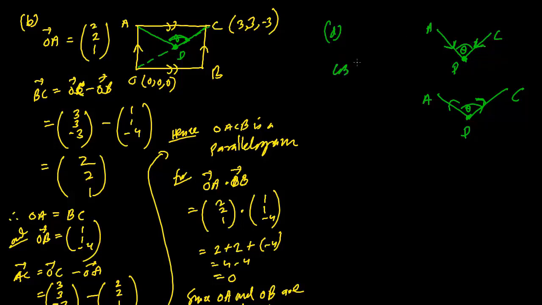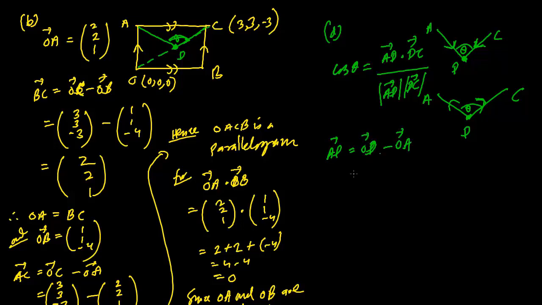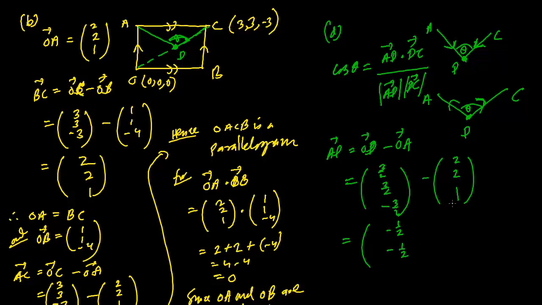So for finding the angle, cos theta would be AD dot DC divided by modulus of AD times modulus of DC. That's the rule, direction vector. So let's find AD first. AD equals OD minus OA. So OD is 3 by 2, 3 by 2, 3 by 2 minus OA, which is 2, 2, 1. So if we subtract, 3 by 2 is 1.5. 1.5 minus 2 is minus half. 1.5 minus 2 is again minus half. 1.5 minus 1 is minus 2.5. That is minus 5 by 2. So that's what AD is.